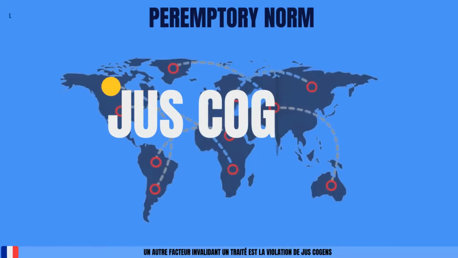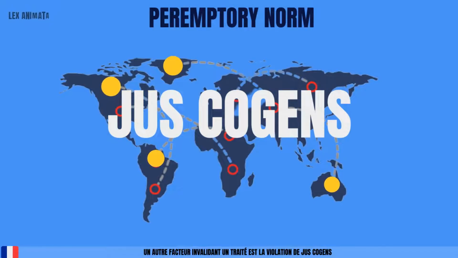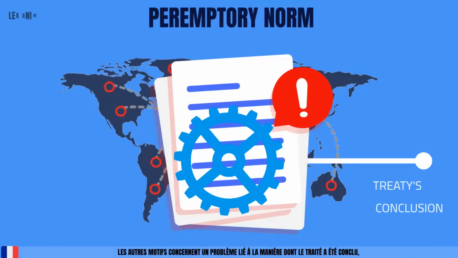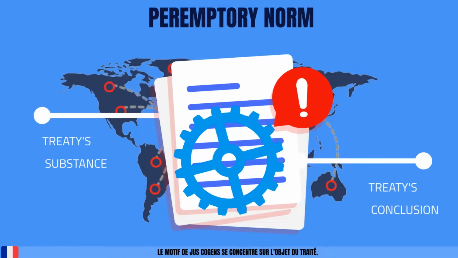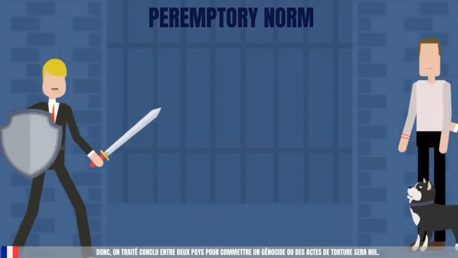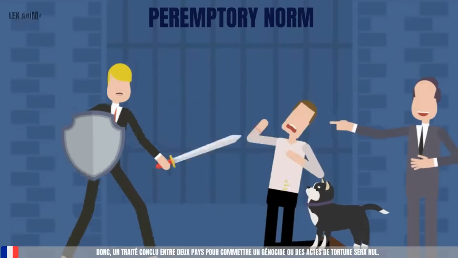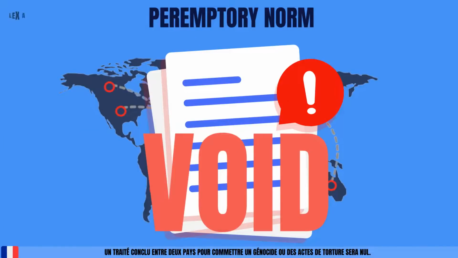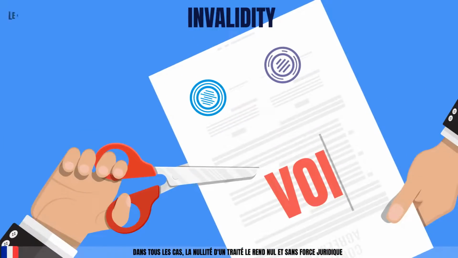Another factor invalidating a treaty is the breach of a peremptory norm. While the other grounds concern a problem with how the treaty was concluded, the jus cogens ground focuses on the treaty's subject matter. Hence, a treaty concluded between two countries to commit genocide or torture will be void. In all cases, the invalidity of a treaty renders it void and without legal force.